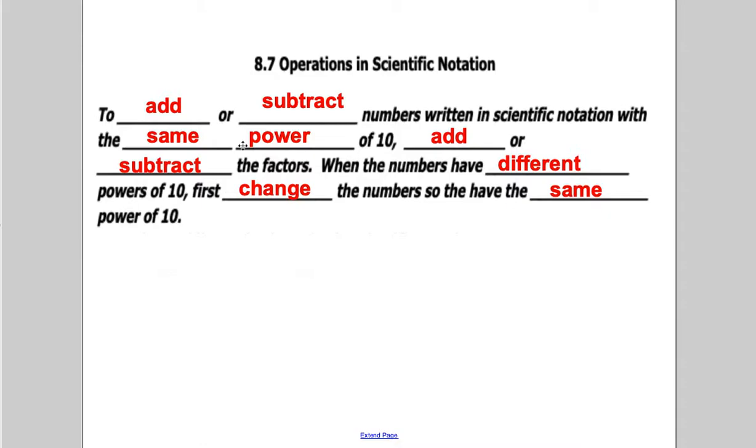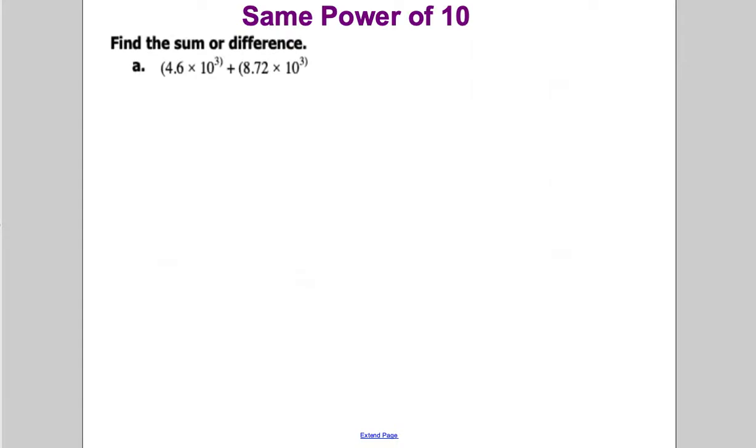But you will also have times when you have numbers with different powers of 10. And in that case, you want to change them to the same power of 10 and then add or subtract. So we're going to be doing both of those types of problems, and I'm going to give you one alternative way to do the second part, which is when you have different powers of 10. So here's what the same power of 10 would look like. Find the sum or difference. For part A, it says 4.6 times 10 to the third plus 8.72 times 10 to the third. And you notice they both have the same power of 10.